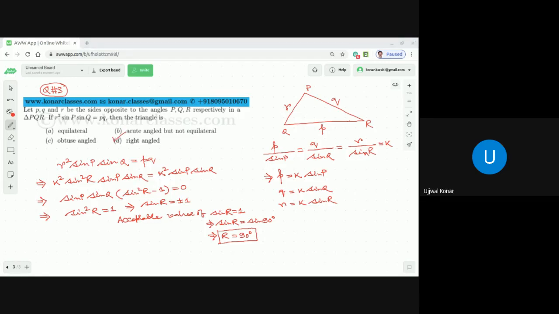Any doubt, please do let me know. I hope it is clear. No, sir, I understood this, sir. Clearly understood?